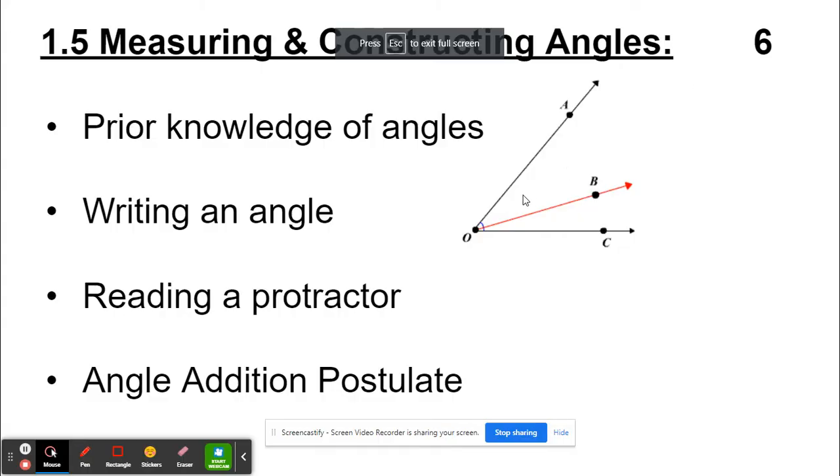This lesson is over section 1.5. It's going to be measuring and constructing angles. Before we get into that, we're going to talk about a couple of things, prior knowledge of angles, things that we should already know.